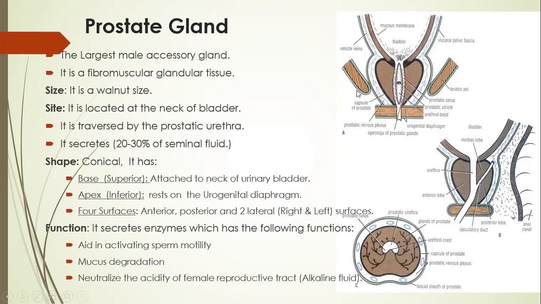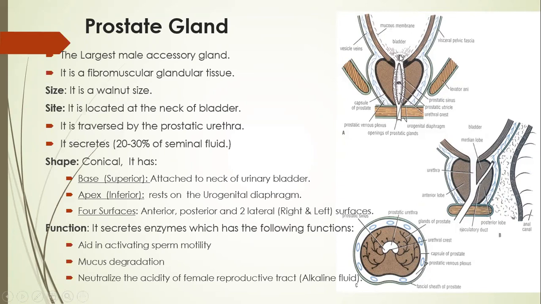It is located at the neck of the bladder. As you can see, just below the bladder is the prostate. It is pyramidal in shape. The apex of the prostate will be below and the base is above. It is traversed by the prostatic urethra. If you can see here, this is the prostatic urethra.